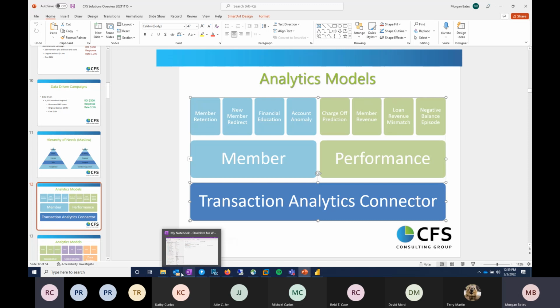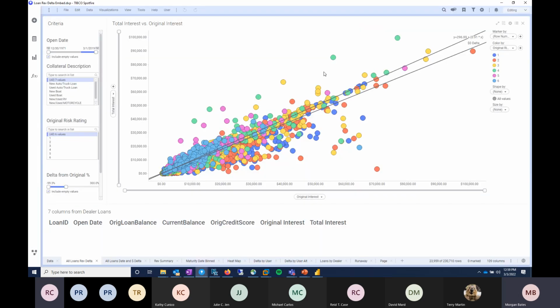Let me see if I got a version of that up. Yeah, okay. So here it is. Each dot represents a loan. And so with the original risk rating, I can look at every loan and say, okay, this loan was supposed to generate $39,000 worth of interest. It actually is going to generate $67,000. So they're way over what they thought they were going to get for this loan.